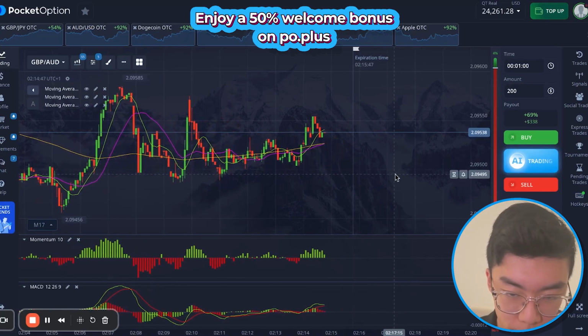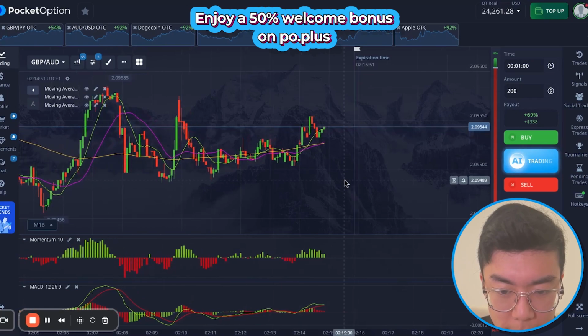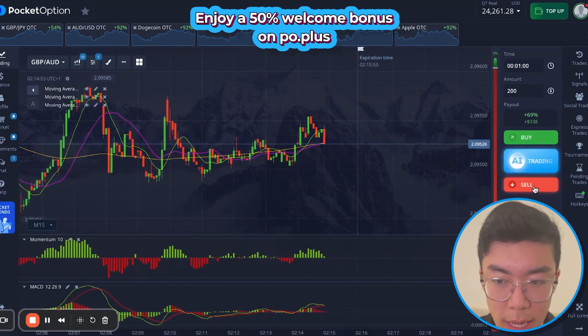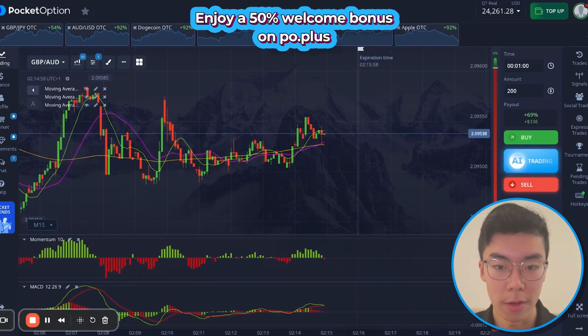So right here, things are kind of neutral, turning upwards a little bit. We could potentially do a sell after this crossover.